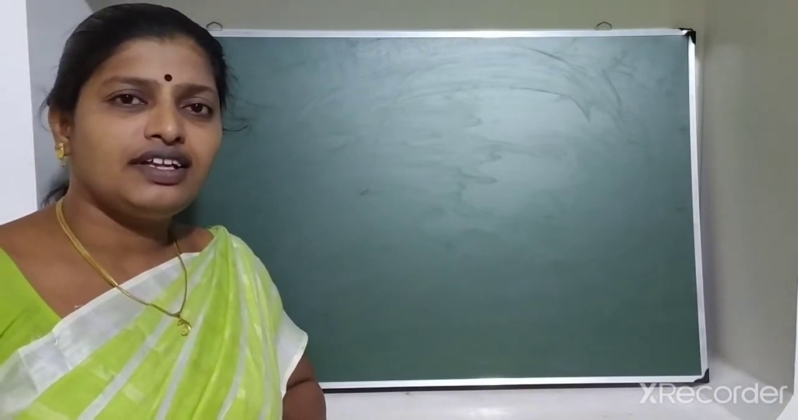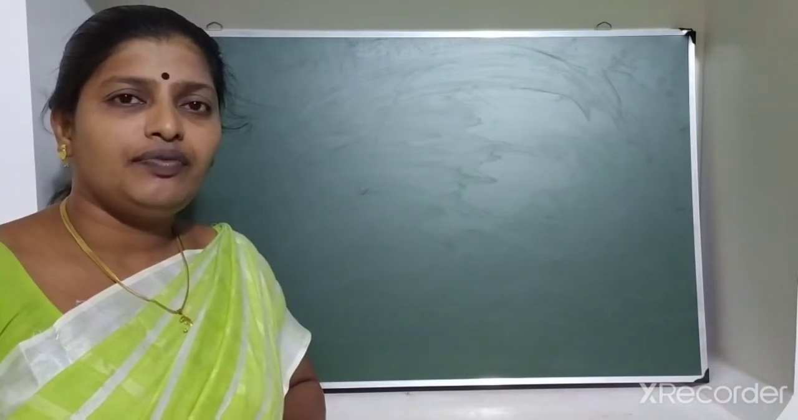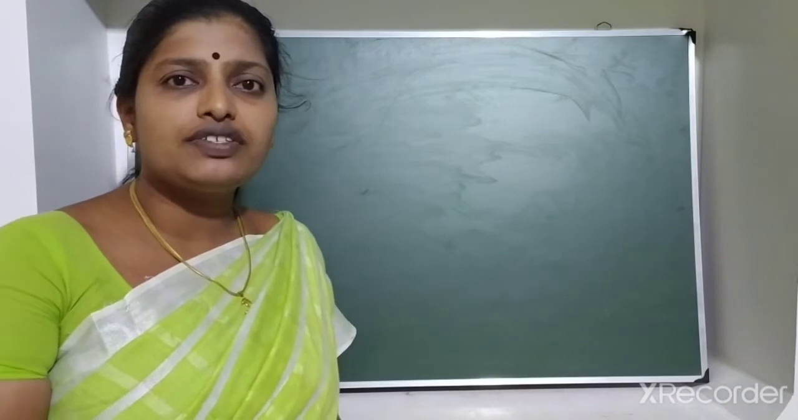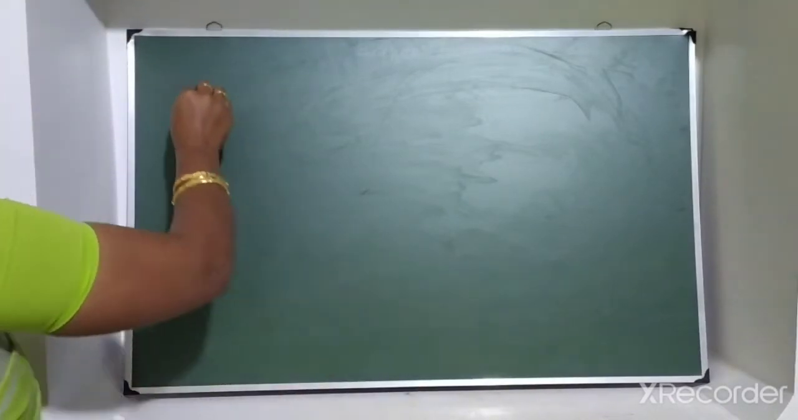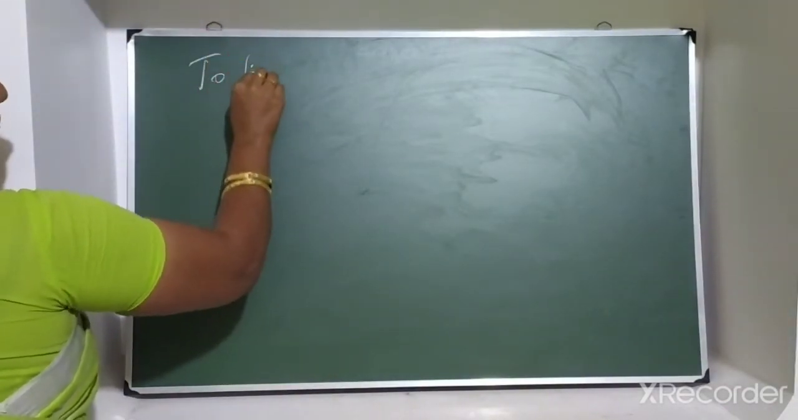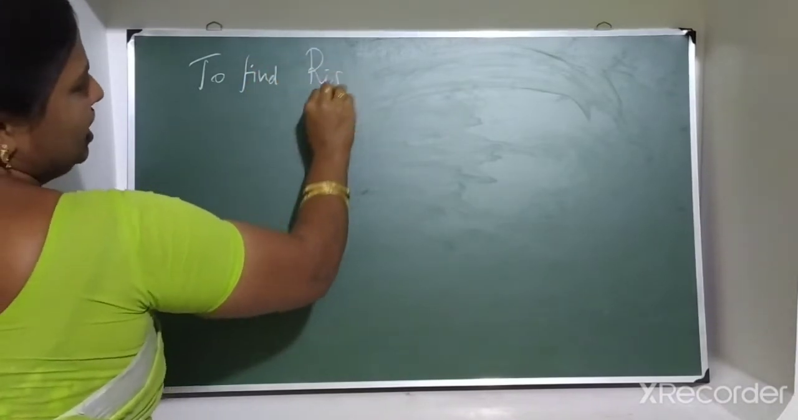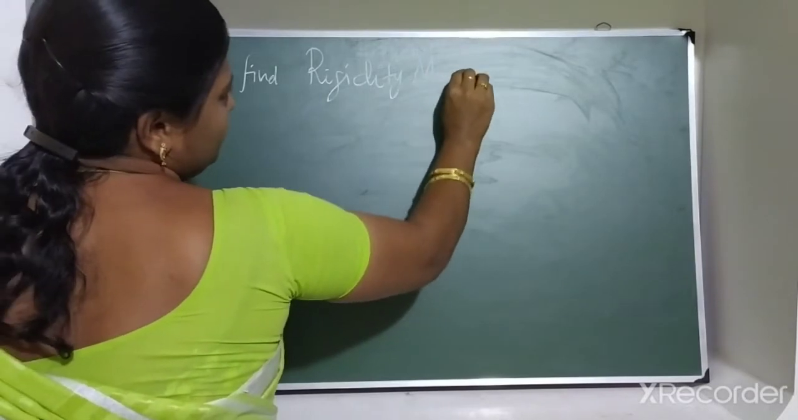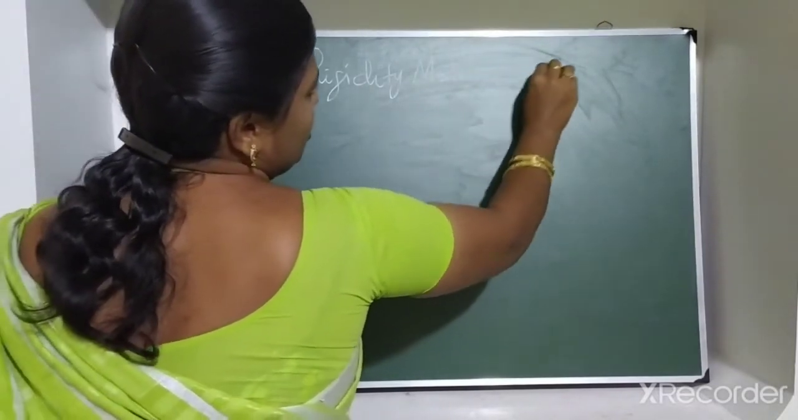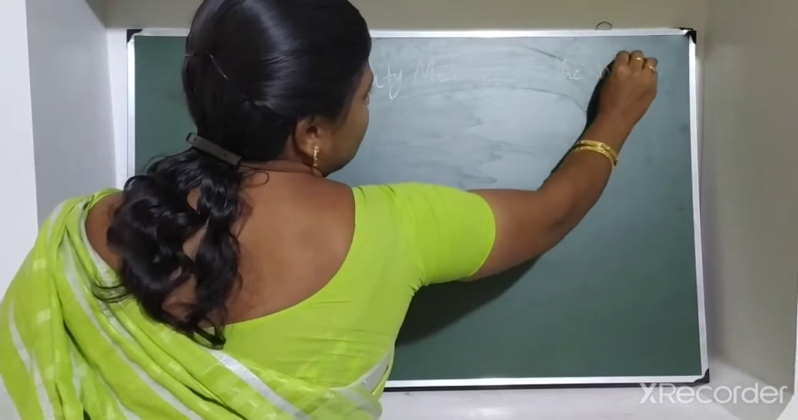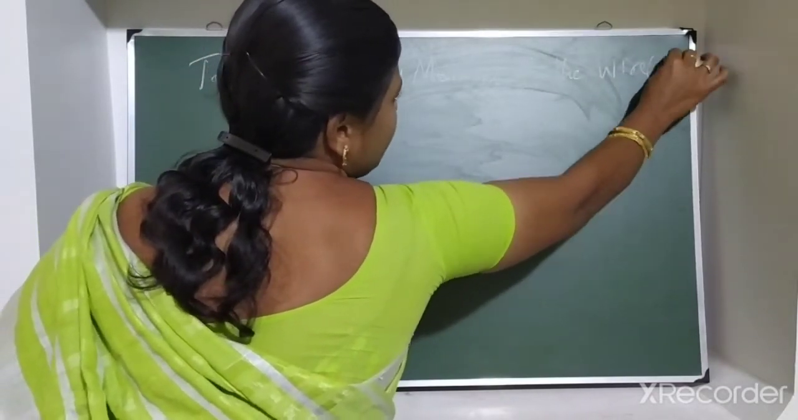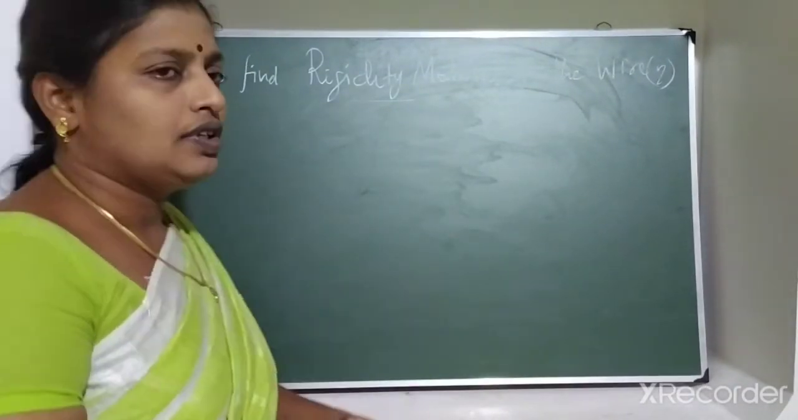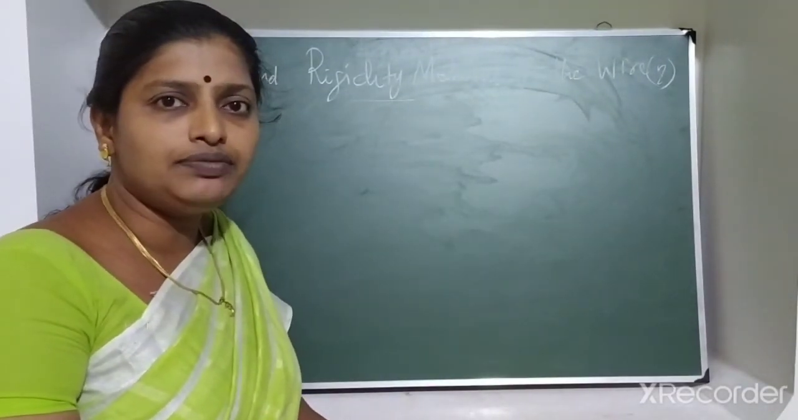Today's class discusses the topic: using a torsional pendulum to find the rigidity modulus of the wire. This represents eta. Already you know, we have explained this torsional pendulum.